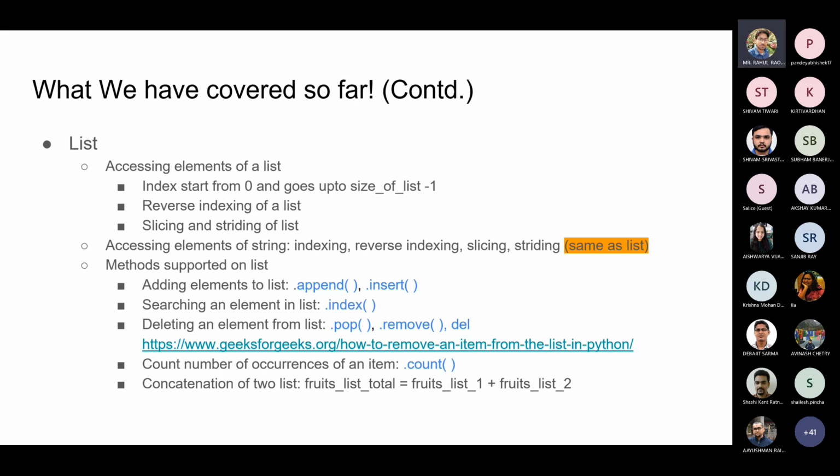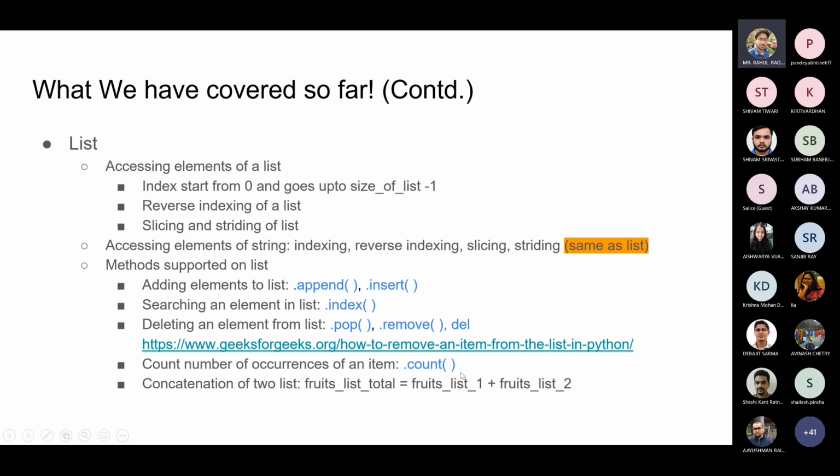We have seen a few methods on the list, like dot append to add an element at the end, and dot insert, which also takes the position along with the new element to be inserted. We have seen the method to search an element in the list, like dot index. We have also seen how to delete an element from the list, like dot pop, dot remove, and del. You can further go through the Geeks for Geeks link to see examples of dot pop, dot remove, and del. We can count the number of occurrences of an item in a list using the dot count function.